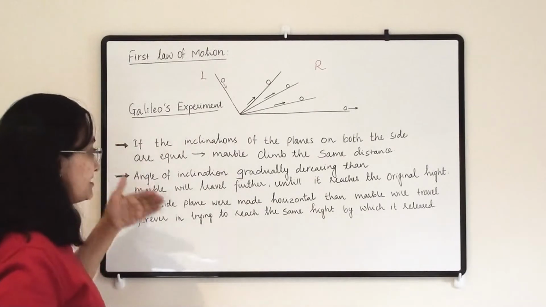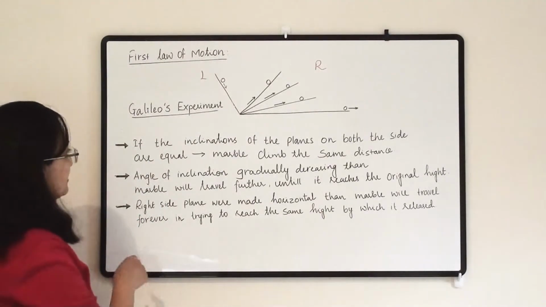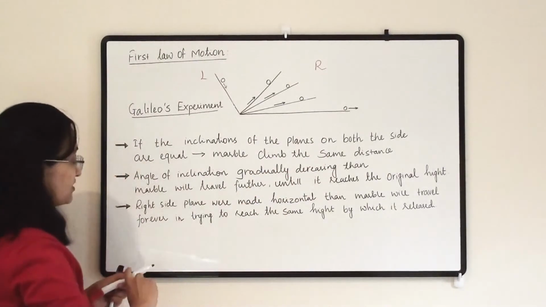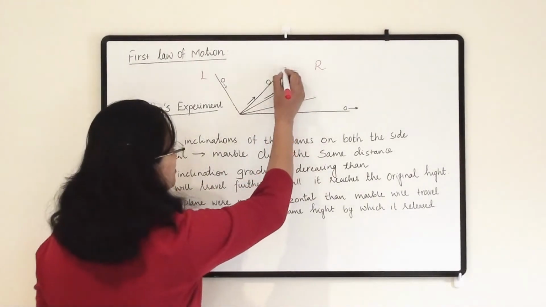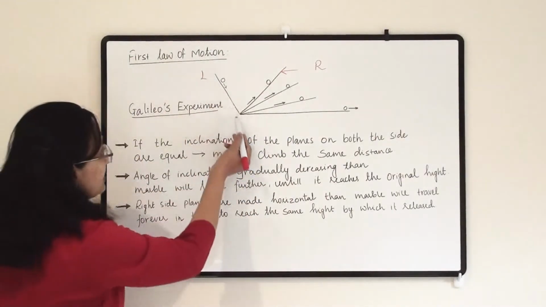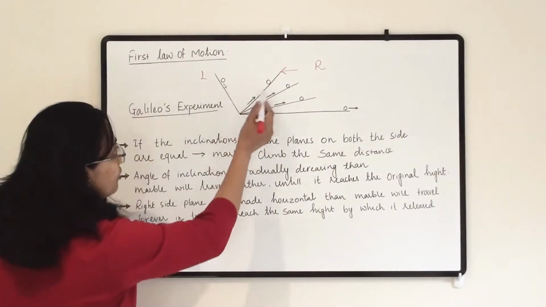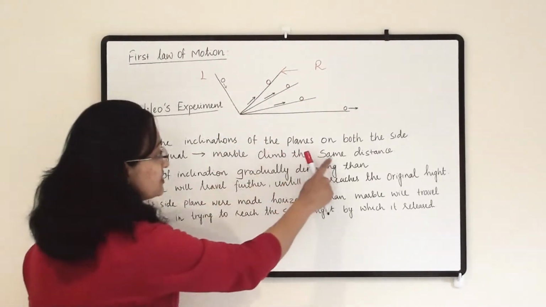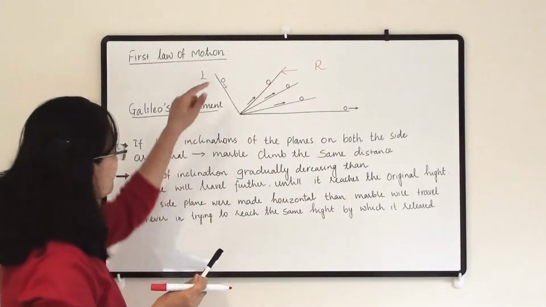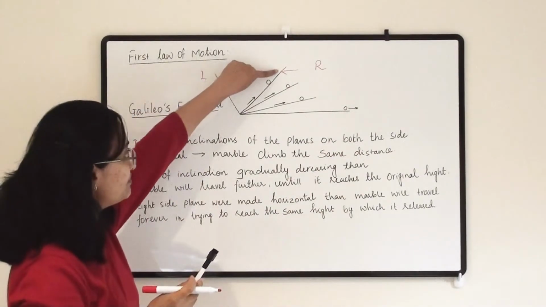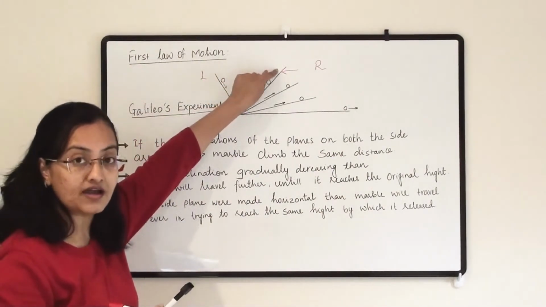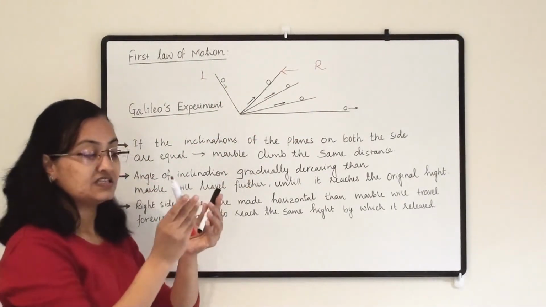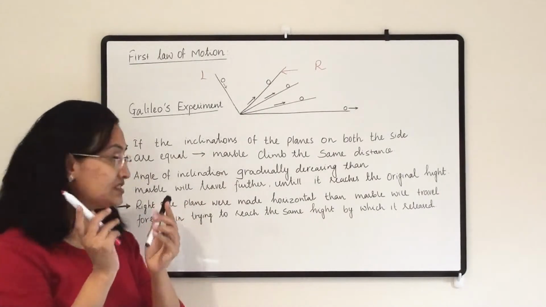So let us understand three different results. In the first situation, the inclination of the planes on both sides, the left side and the right side, is equal. Then the marble will climb the same distance from where we have left it, and it will achieve the same height on the other side, because their angle of inclination is the same.